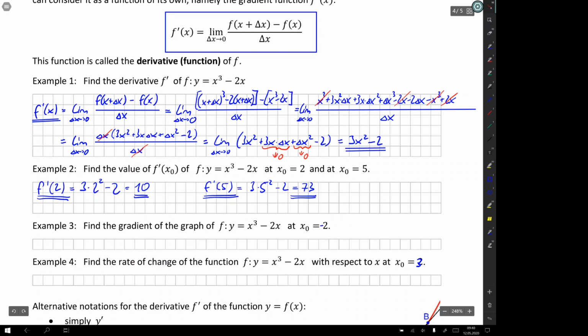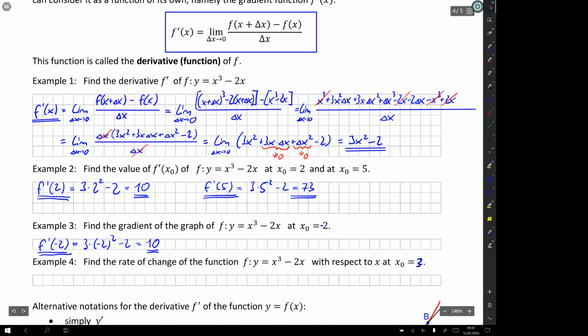Next task now is find the gradient of this graph of f, and again it's the same function here. Find its gradient at the point with x coordinate minus 2. Well, that's exactly the f dash of minus 2. So again, we can insert 3 times minus 2 squared minus 2, and we see we get the same result like we had before, the 10.